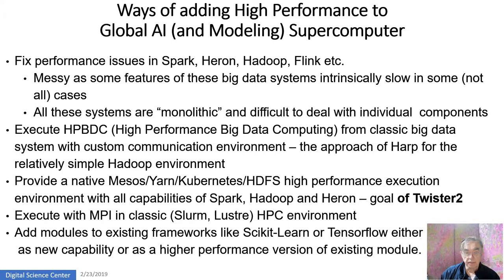So when we look at the global AI and modeling supercomputer, the question we ask is, surely we need to use high performance technologies because we have big data. And that data is getting bigger and bigger, and probably getting bigger faster than computers are getting faster, because they're not getting faster very fast any longer because of the so-called end of Moore's law.